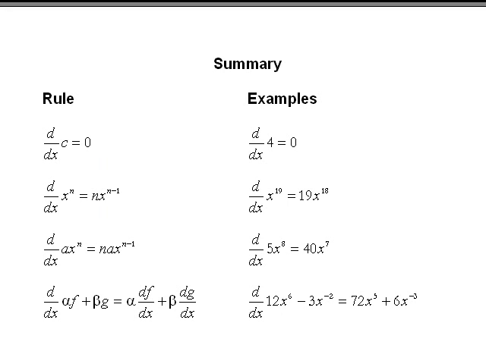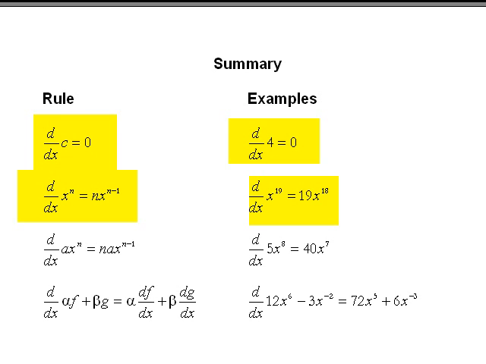So here's a summary and some examples. If I take the derivative of a constant, the answer is 0. So if I take the derivative, for example, of the number 4, the answer is 0. If I take the derivative of x to the n, the answer is n times x to the n minus 1. For example, I'm going to take the derivative of x to the 19th. The 19 comes out in front, and the exponent decreases to 18. So the derivative with respect to x of x to the 19th equals 19 times x to the 18th.